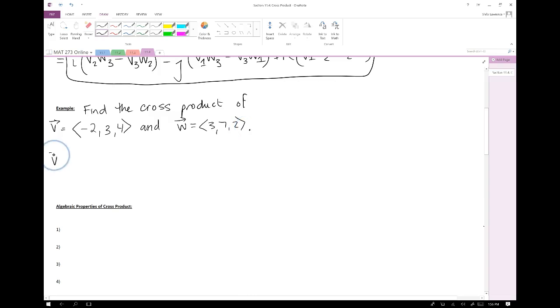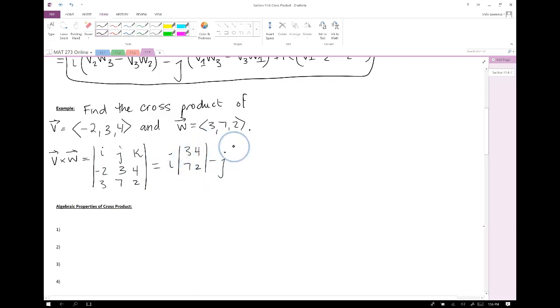So I'm going to set this up as a 3 by 3 determinant matrix. So V cross W is IJK, -2, 3, 4, and 3, 7, 2. And then we need to expand this. So just like we did above, I'm going to go through the elements of my first row. So I've got I, and the 2 by 2 matrix that goes with that. You've got to mark off I's column and I's row, and you're left with 3, 4, 7, 2.